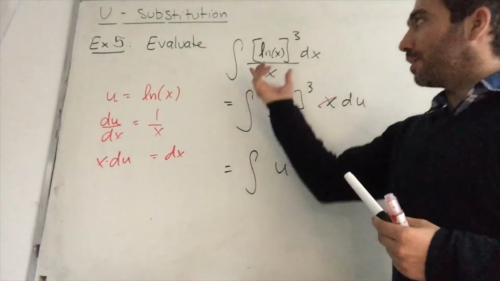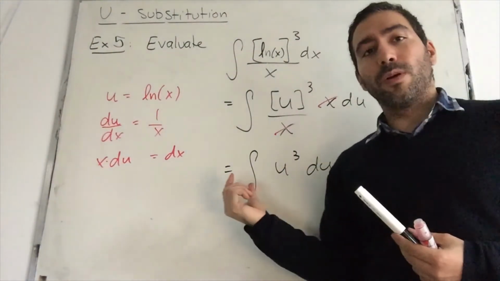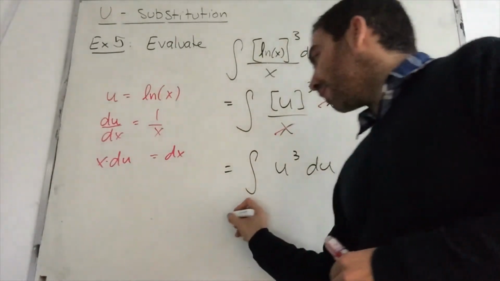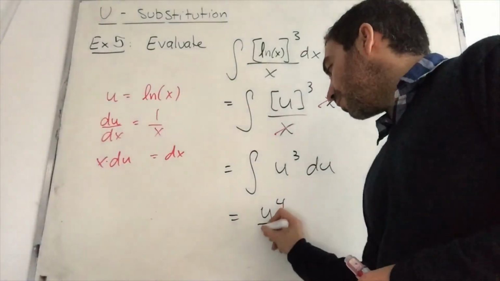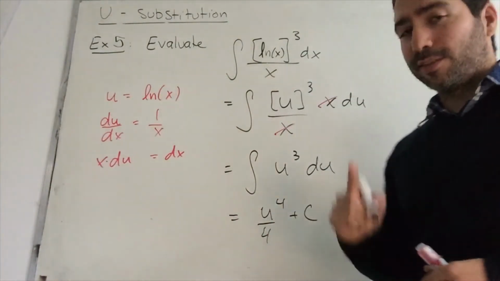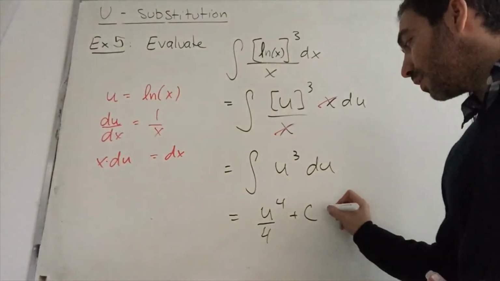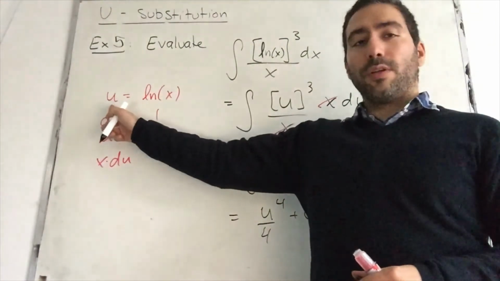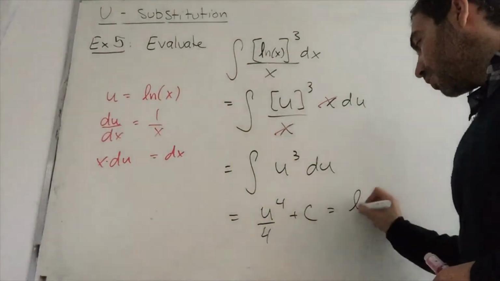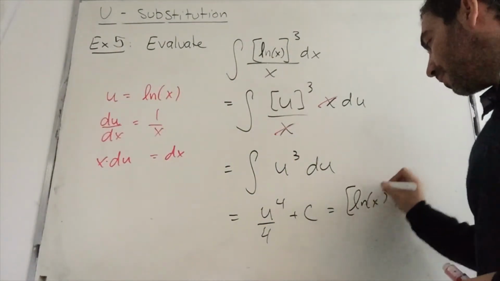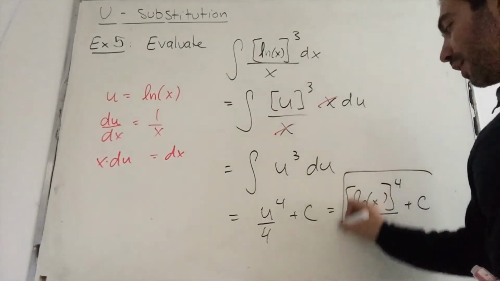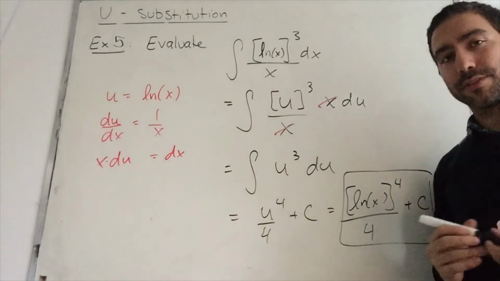So we went from something that's very complicated to something that's super simple. And this is just power rule. So we add 1 to the exponent and divide by that value. This gives us u to the 4 over 4. It's indefinite, so plus c. Don't forget your plus c. And lastly, we come back in terms of x. We substitute u with what it's equal to. u is equal to ln of x. So we have ln of x to the exponent of 4, divided by 4 plus c. And we're done. That's the answer.